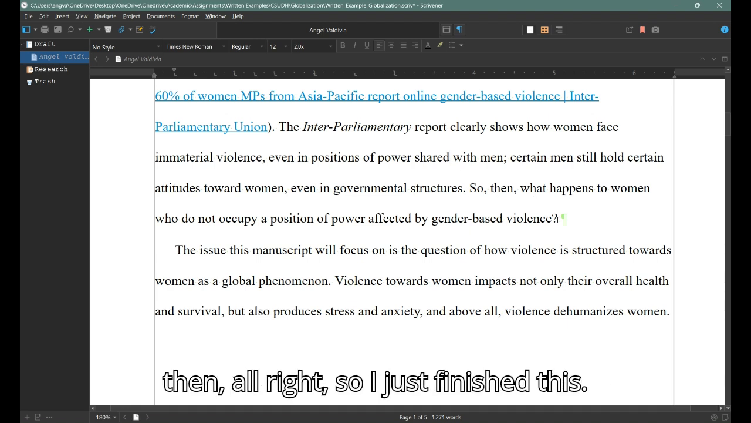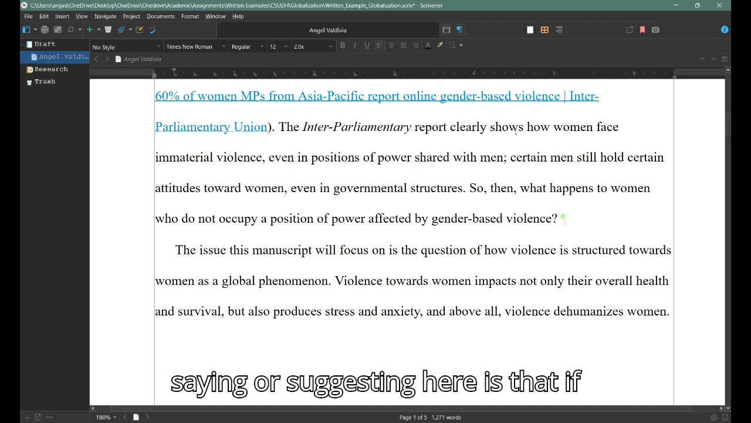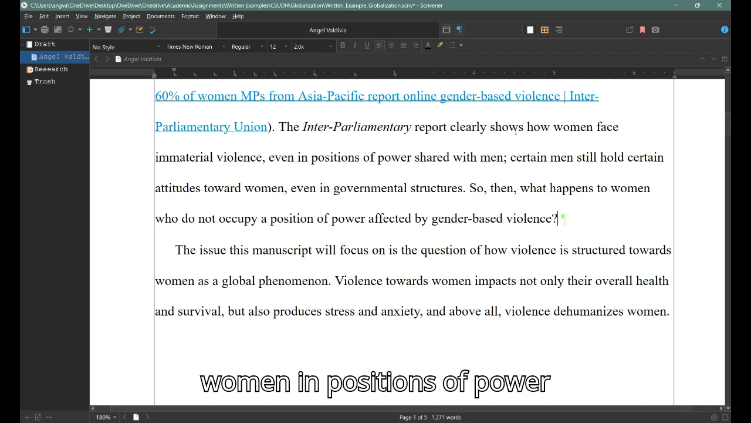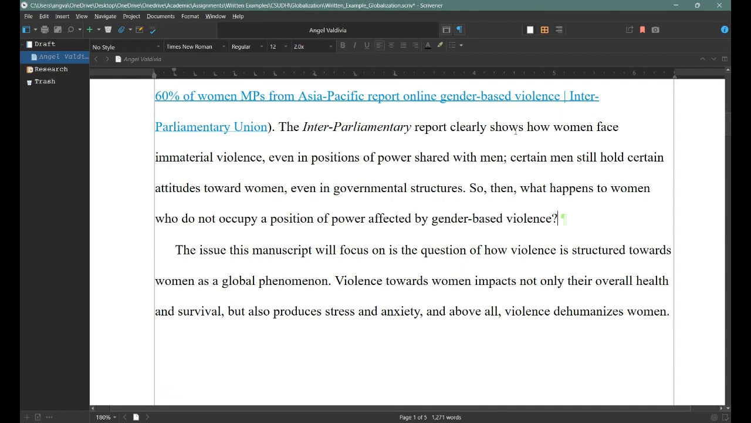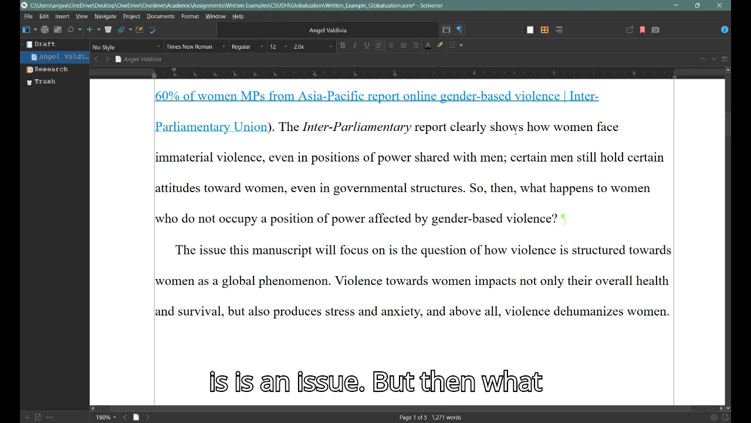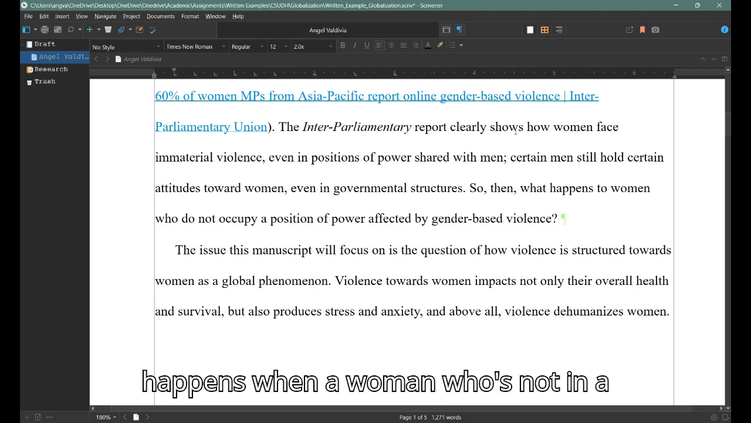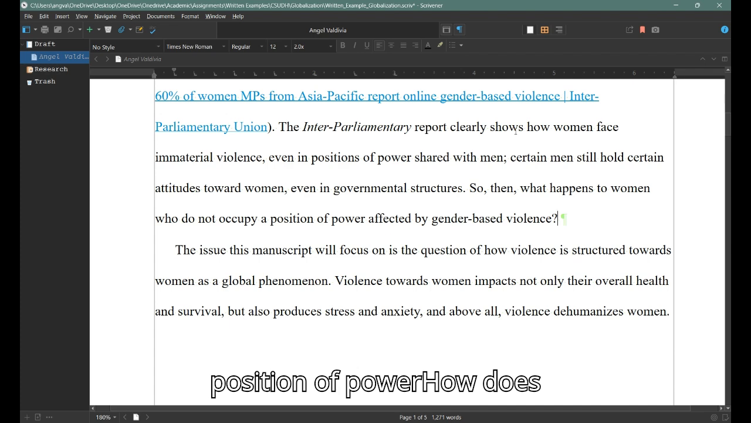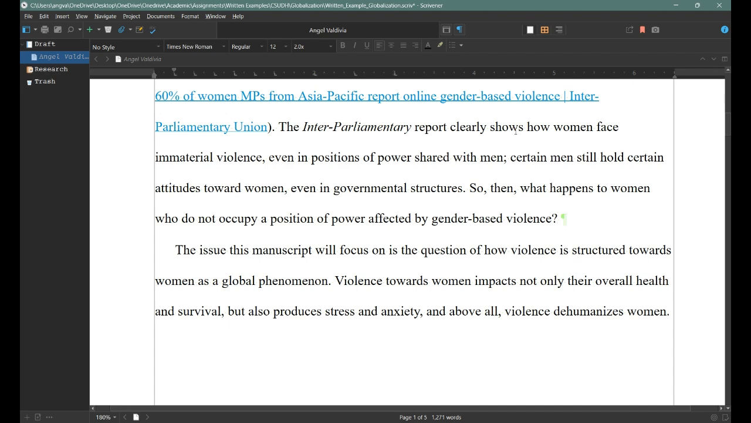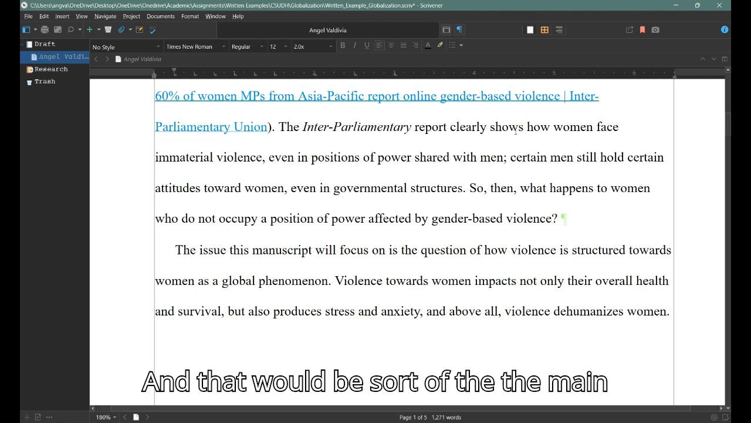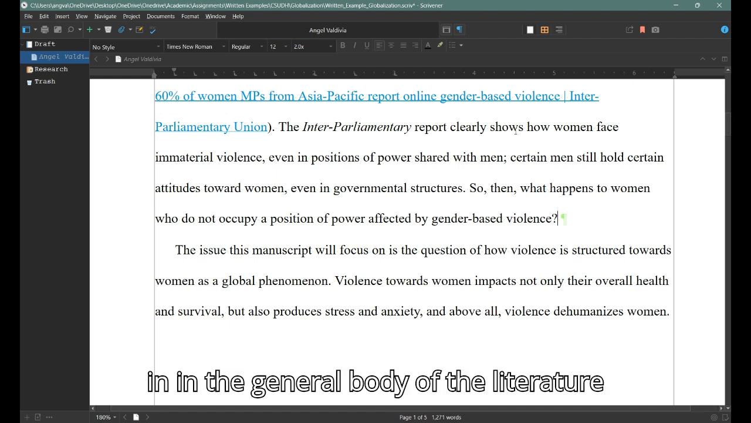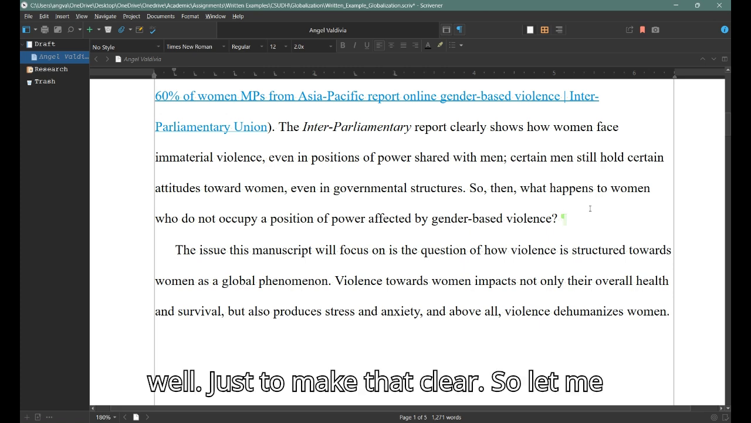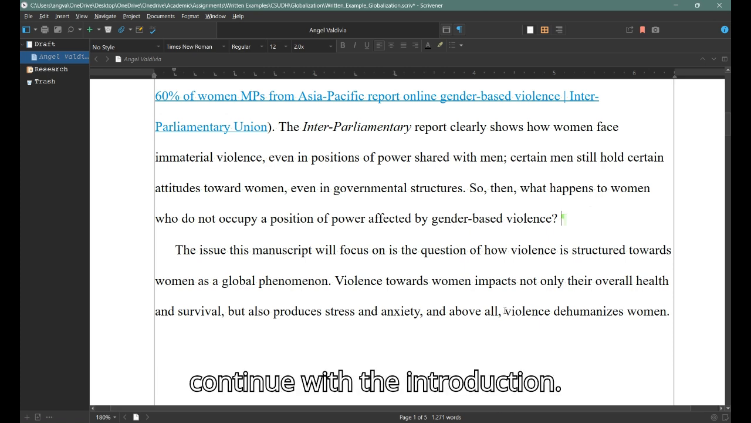So then, all right, I just finished this. Basically, what I'm saying or suggesting here is that if women in positions of power still face forms of violence, either material or immaterial, that is an issue. But then what happens when a woman is not in a position of power, how does violence affect them? All right. And that would be the main focus of what I would be looking at in the general body of the literature review, but also the overall study as well. Okay. Just to make that clear. Okay. So let me continue with the introduction.